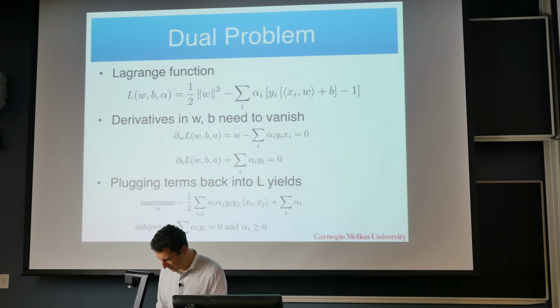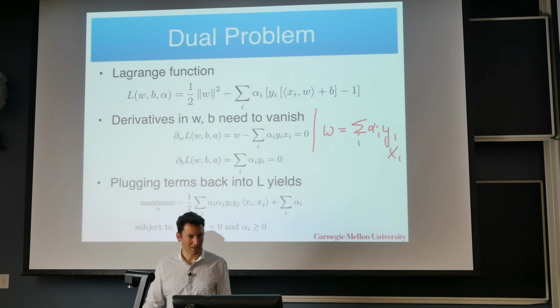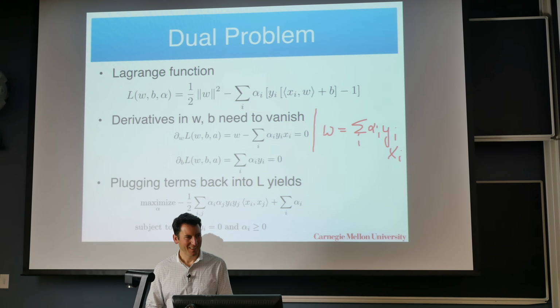Let's actually rewrite this because it's really useful. What we get is that W equals the sum over I of alpha I, yi, xi. Sorry, the font is still horrible. I tried a different stencil and it doesn't help. But basically what we get here is that W, the solution vector, is given by a linear combination of the data points multiplied by their labels and then with some weight.